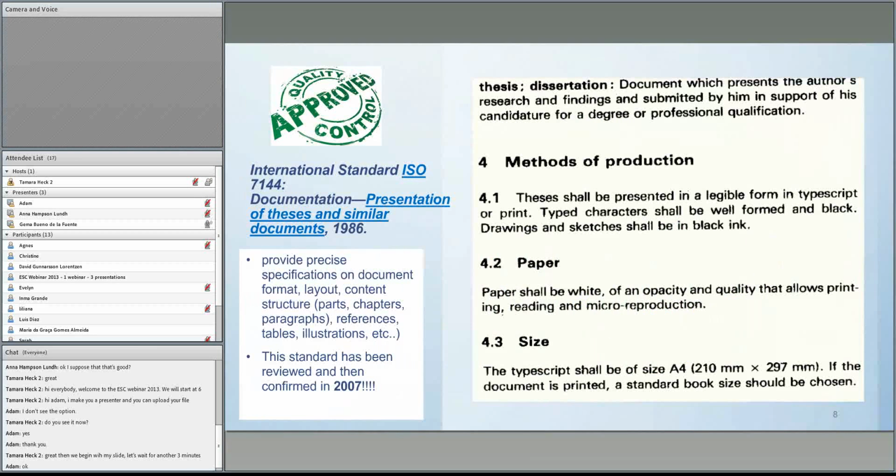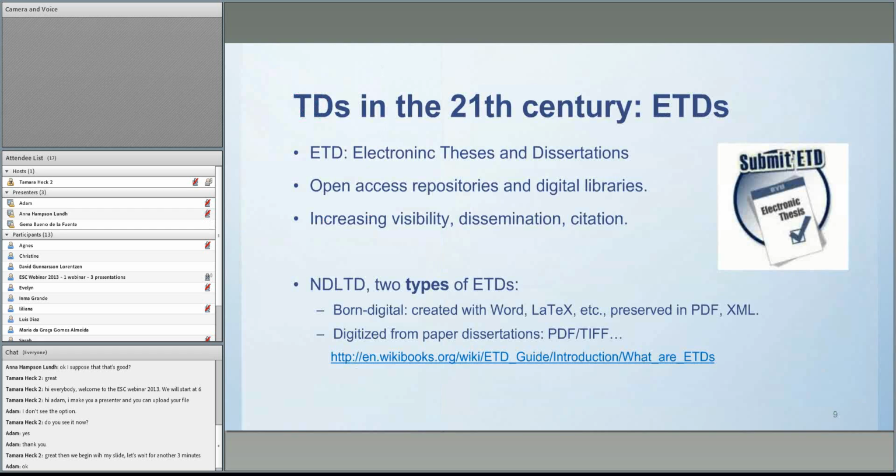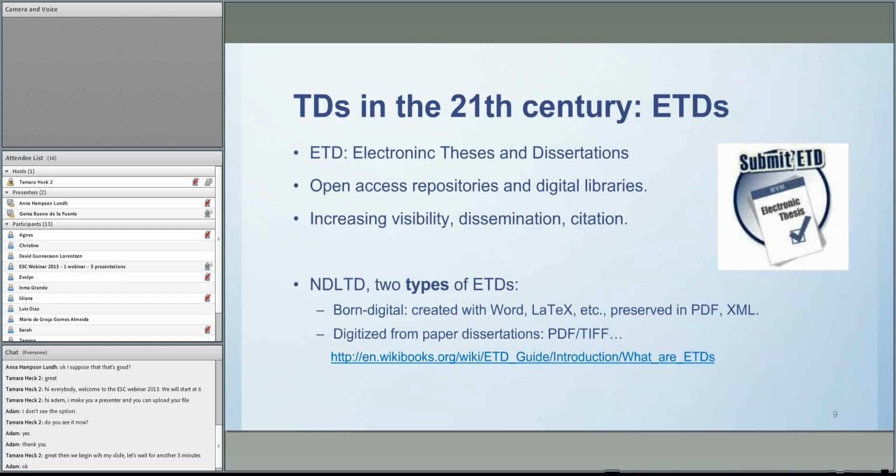For example, the ISO, the international standard, still defines dissertations taking into account the print model. So, okay, we have seen changes, but it is slow. Now, we are talking about electronic thesis and dissertations, and what we understand by electronic thesis and dissertations. If you take a look at the definition of the National Digital Library of Theses and Dissertations, they consider both the born digital and the digitized, so dissertations that were on paper, and then we have converted to the web format in PDF, etc.